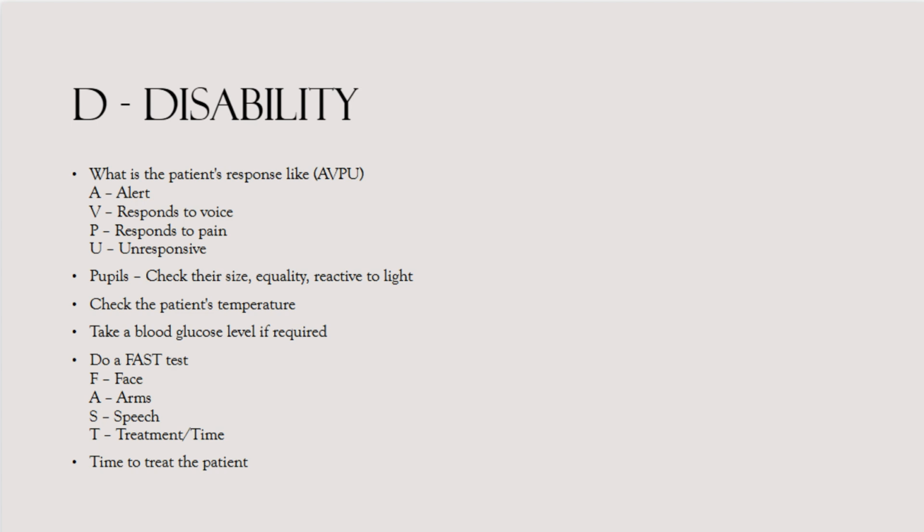Next, we move on to D, which is disability. What is the patient's response like? This is when you check for AVPU. A, alert. V, responds to voice. P, responds to pain. Or U, unresponsive. Check your patient's pupils. Check their size, equality, and are they reactive to light? Check the patient's temperature. Take a blood glucose level if required. Do a FAST test. So face for F, arms for A, speech for S, and treatment or time for T. It's now time to treat the patient.